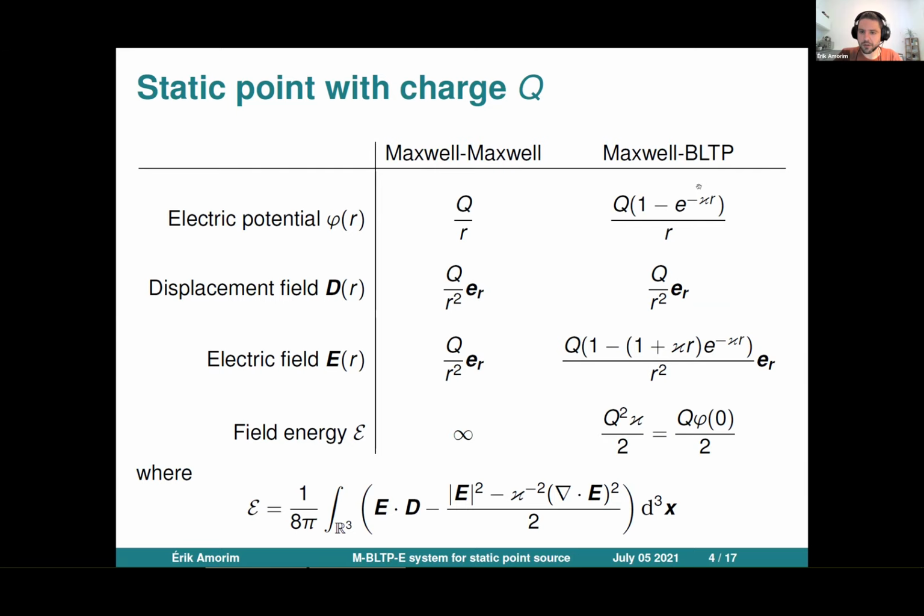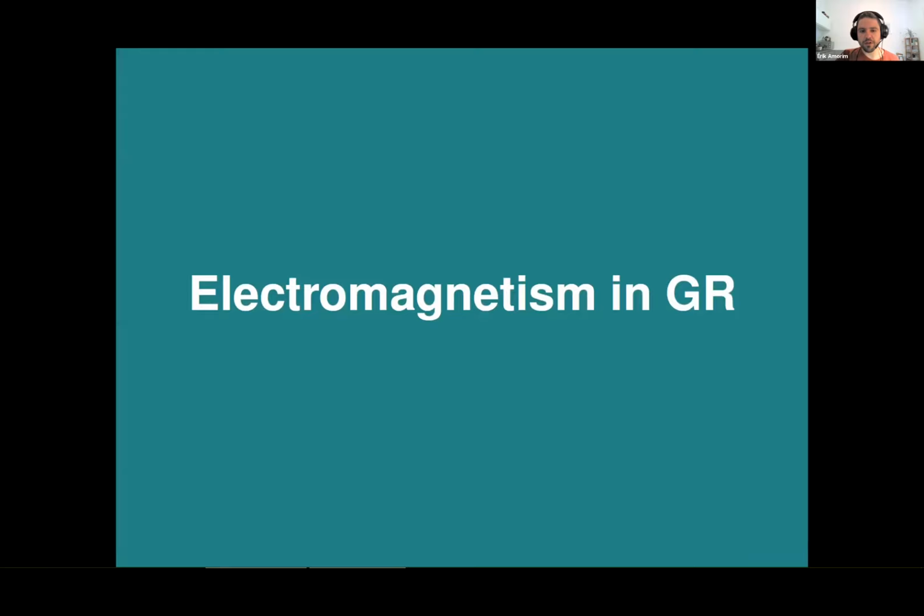It's finite. Let's not worry about the fields D and E, but I want you to look at the field energy. It's infinite in the case of Maxwell, and it's finite, and it's also given in terms of phi of zero for Maxwell BLTP. And you see here an integral that defines what the field energy is. But we don't have to worry too much about that.